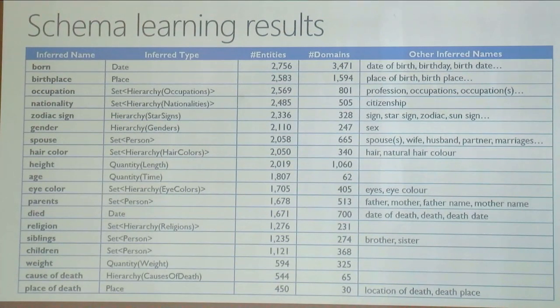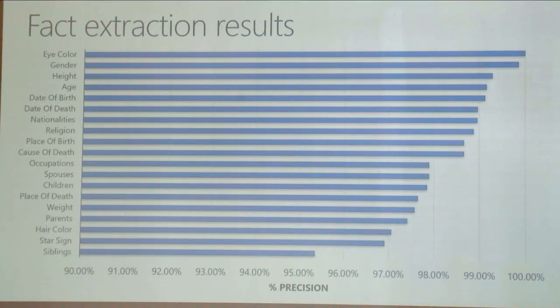The third column is the number of entities out of the 3,000 for which we found that particular property. The fourth column is the number of web domains that we use to inform the schema learning. And the fifth column shows some alternative names that we found for these properties. And then if we look at the precisions, we find precisions for all our properties between 95 and 100%. Okay, and bear in mind, we just use that one label, that one date of birth to do this, which I think is quite remarkable.